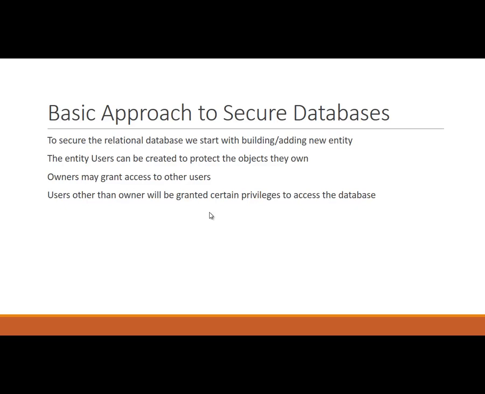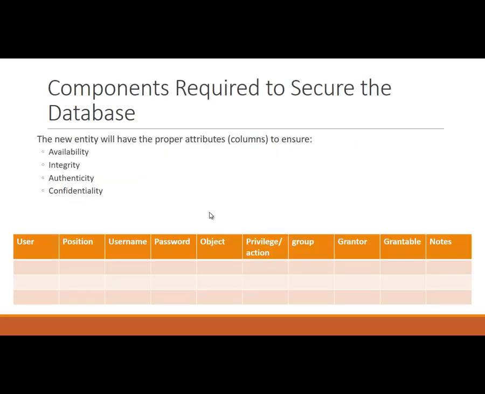Users other than owners will be granted certain privileges to access certain areas of the database. If you don't own the database, you don't have to access the whole database. You will access just the files that you are interested in. So the new entity will have the proper attributes, or what we call columns or fields, to ensure the availability, the integrity, the authenticity, and the confidentiality of the database.